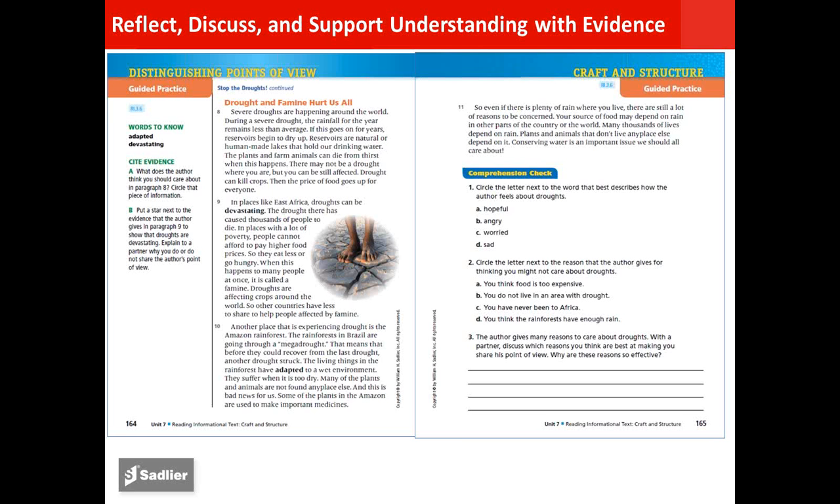Here we have the teaching of the standard points of view using the instructional model, the gradual release of responsibility: guided instruction, guided practice, and then the independent practice, always following the path to student independence.